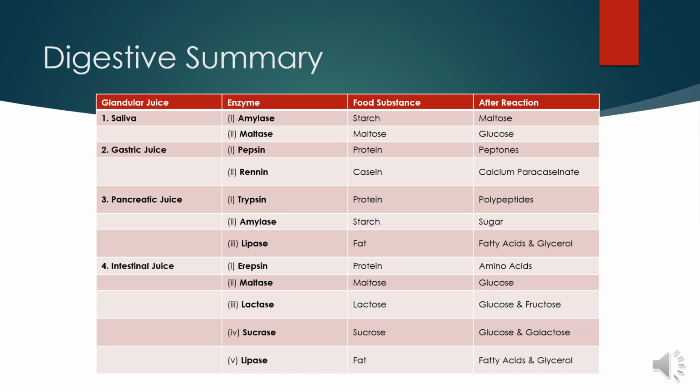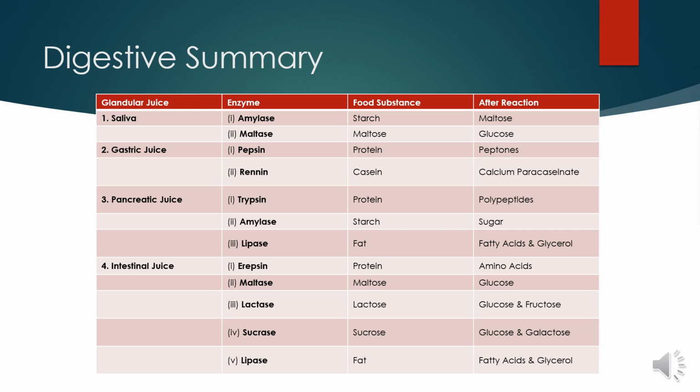Glandular juice, enzyme, food substance, after reaction. 1. Saliva: 1. Amylase, starch to maltose; 2. Maltase, maltose to glucose. 2. Gastric juice: 1. Pepsin, protein to peptones; 2. Renin, casein to calcium paracaseinate.